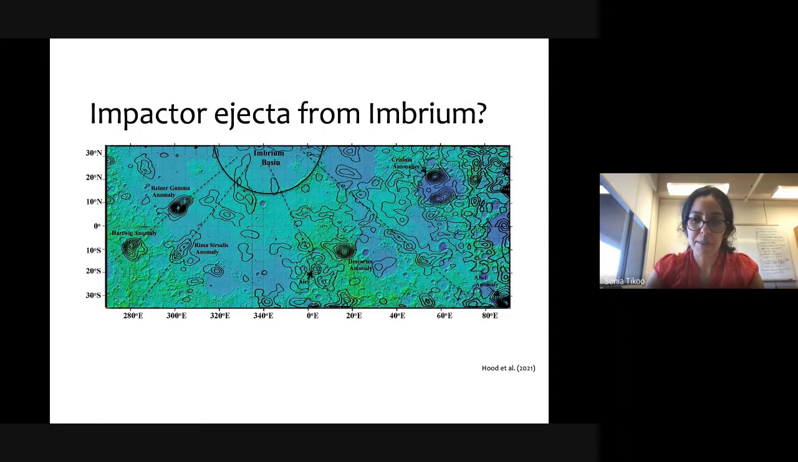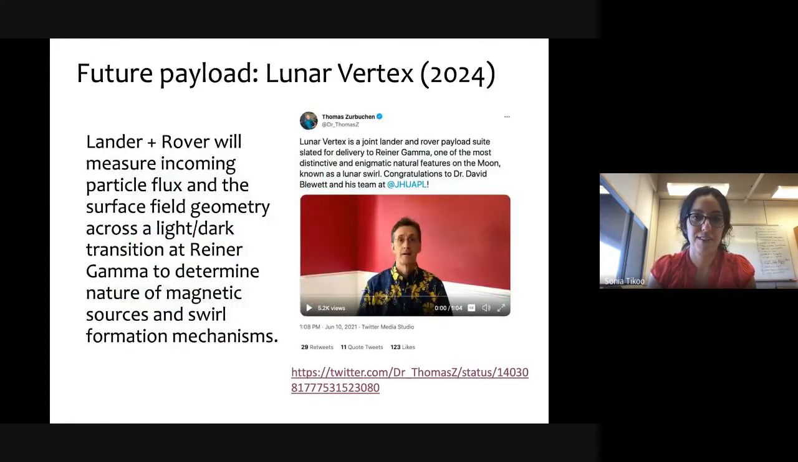And also there was this paper that came out this year by Hood and co-authors that suggested, based on connecting lines between magnetic anomalies and the Imbrium Basin, which is the largest basin on the near side of the moon, that perhaps all of these very strong anomalies are ejecta rays from the Imbrium impact, if you connect the dots. So all in all, there's still a lot of uncertainty about what causes lunar swirls, but the good news is that we're going to make some headway this decade, hopefully, in terms of understanding how they formed.